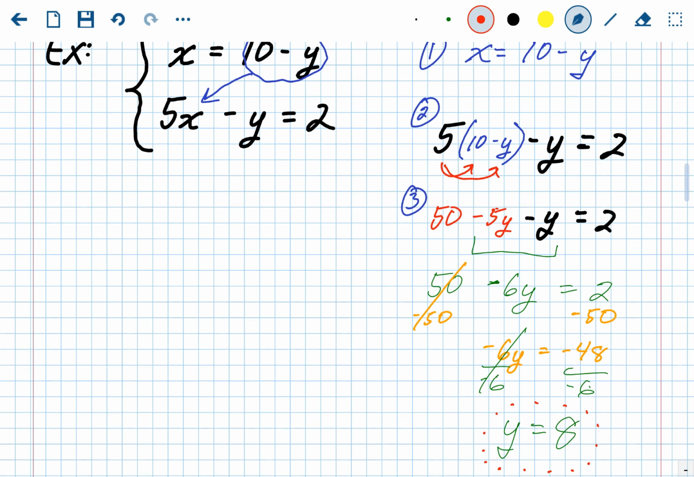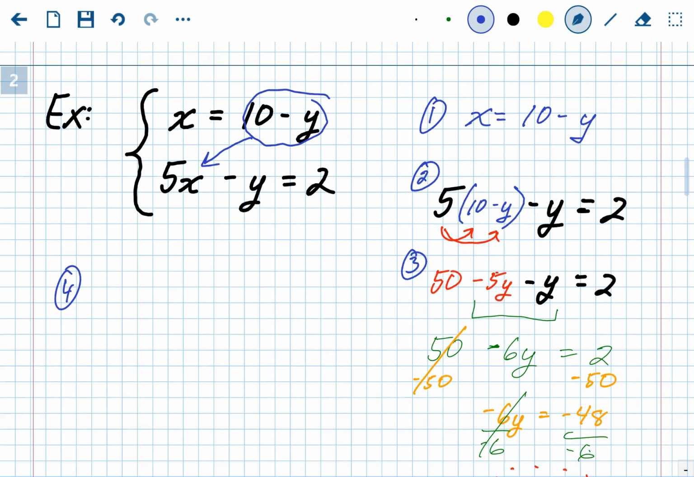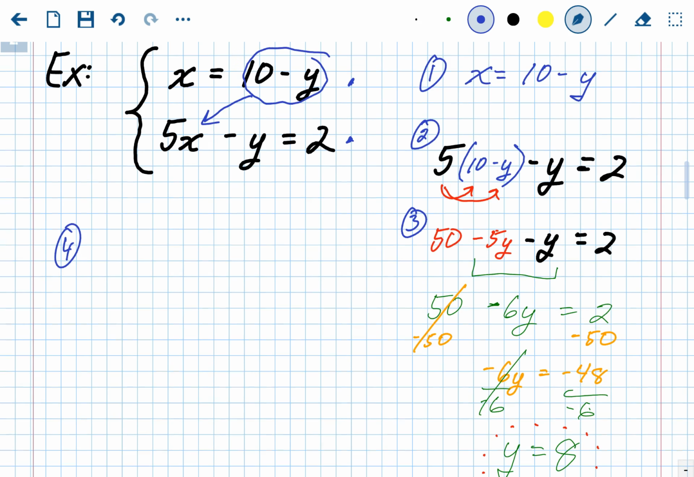Step 4, we're taking our answer from step 3, which was y equals 8. And we're going to plug it in to either one of the original equations. So you could use the original top, or you could use the original bottom. It doesn't matter which one you use, because remember, the solution has to satisfy both equations. So I'm going to use the top equation. So the top equation tells me that x equals 10 minus y.